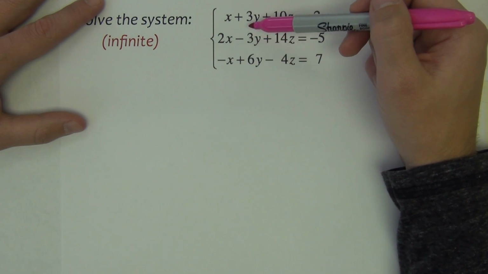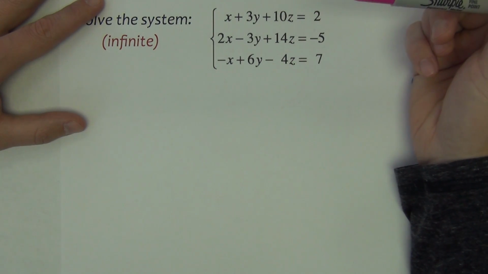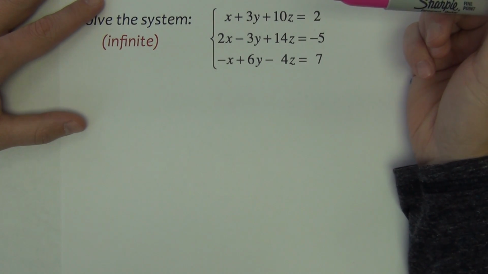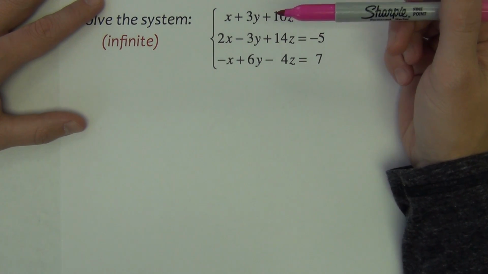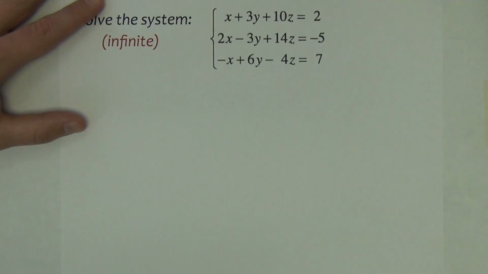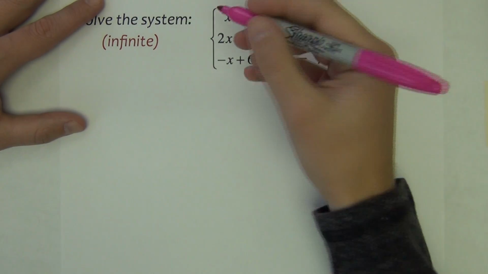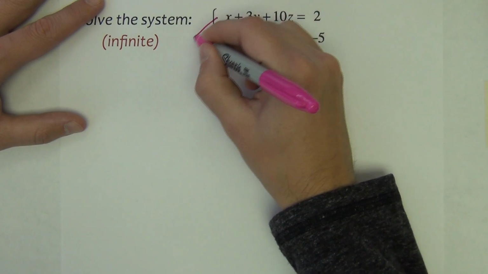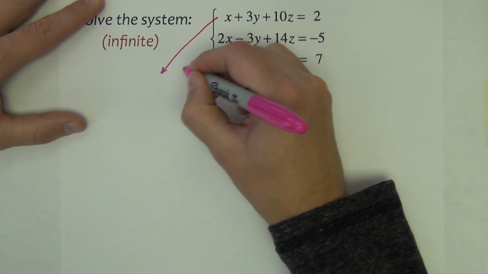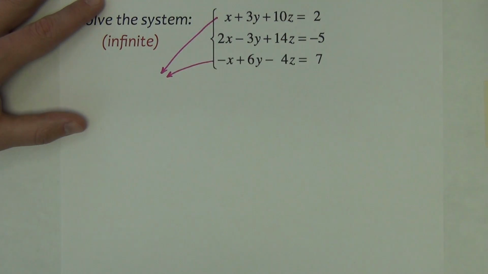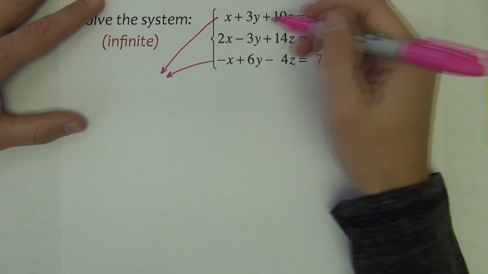So I've got two kind of easy options to go with, and neither is going to be more right than the other. So it's really up to you how you'd want to do this. I'm going to just deal with the x's. I'm going to take this equation and this equation. The x's cancel out, so I'm just going to add them as I go here.